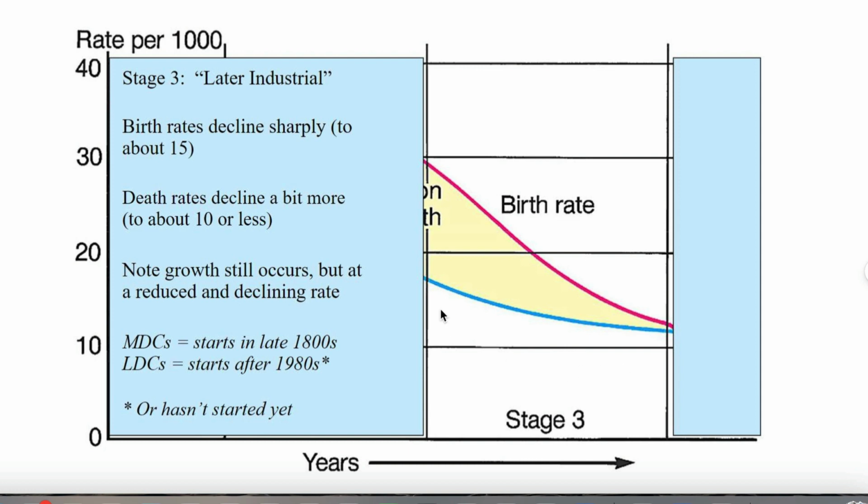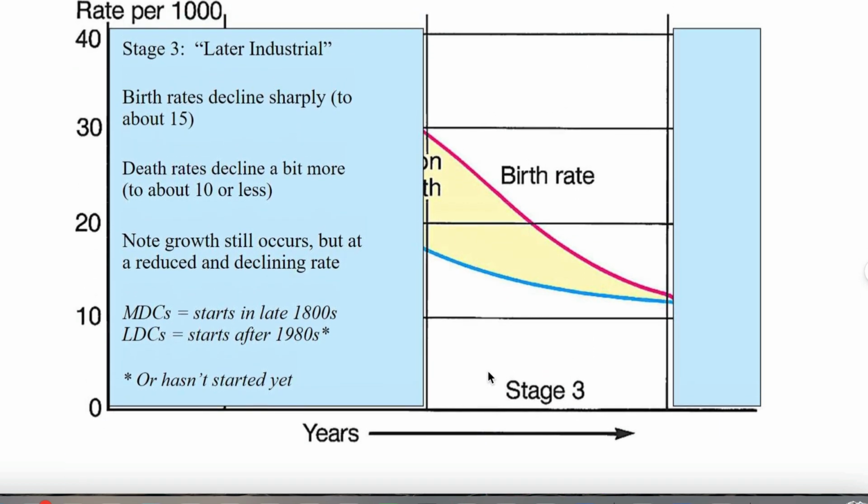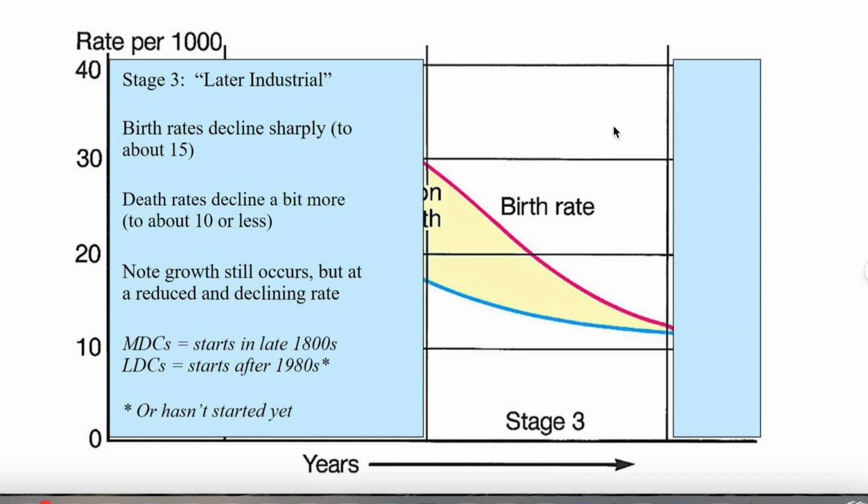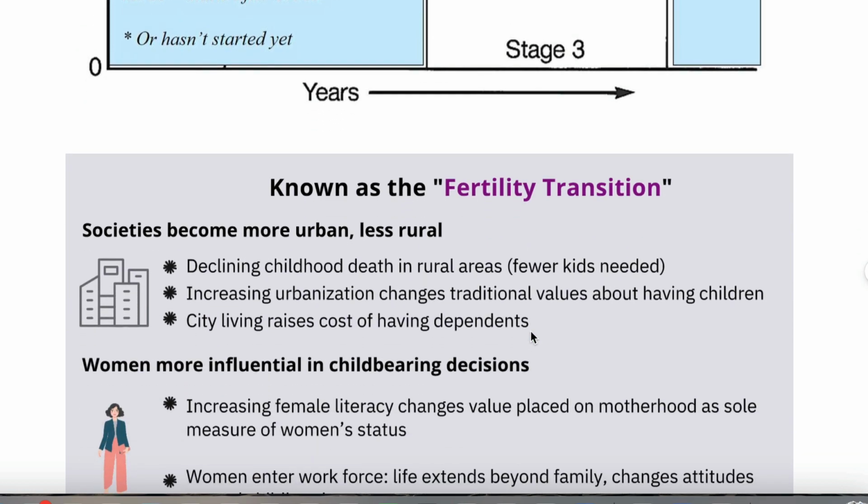But stage 3, just to review this before we connect it to the population pyramids, now the birth rate is going to come down to match that declined death rate. Death rate is still going down a little bit more, but birth rate really comes down sharply in stage 3. So this is where you're going to see a population pyramid start to change its shape a little bit. It's not going to be this clear, wide base that narrows towards the top.